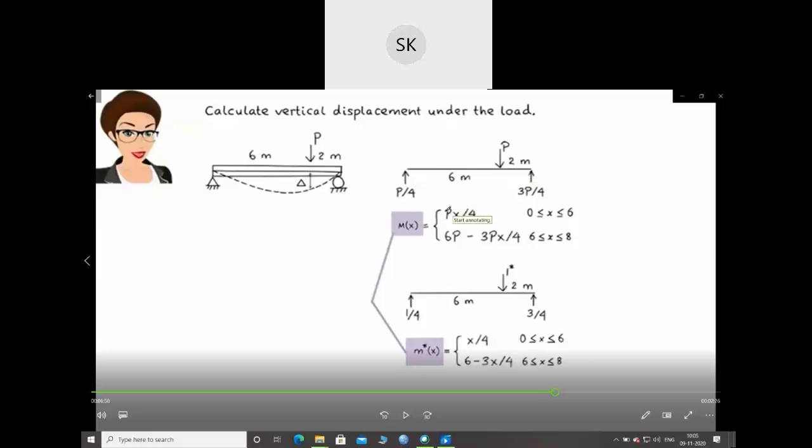Now they have considered a virtual condition also. For the virtual condition, they have replaced this P with 1 and they have found out the moment equations. These are the moment equations under the virtual load. These are the moment equations under the P.